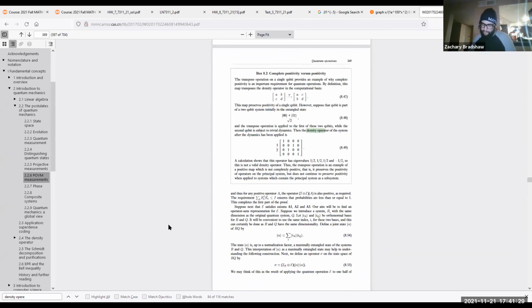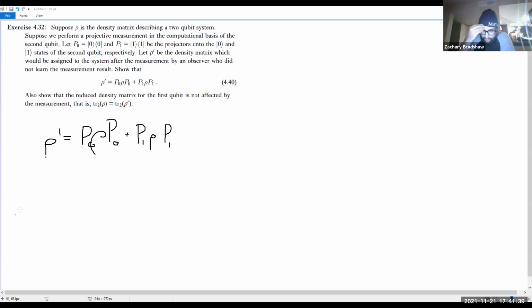All right, so here's what I have written. If outcome i were to occur, so if the resulting state is i, either 0 or 1, then the state of the system after the measurement would be P_i rho P_i over the probability of i. All right, so that's just one of the postulates, but in the density matrix form.